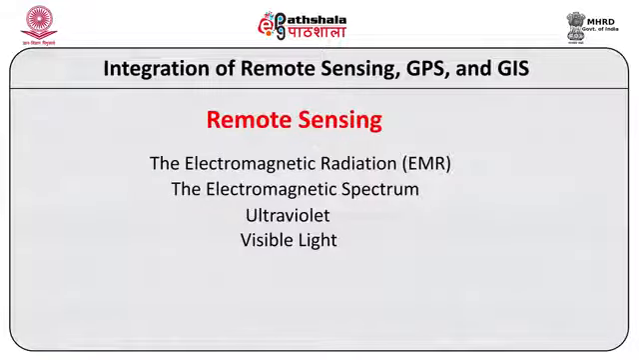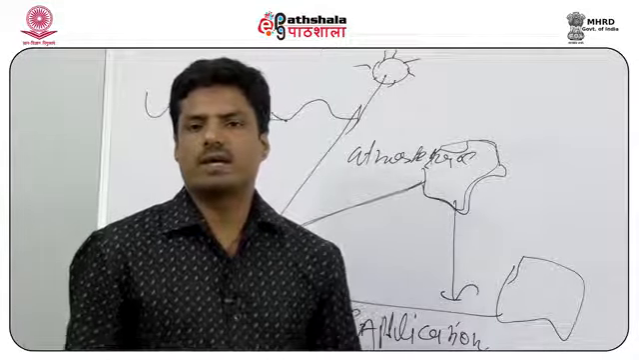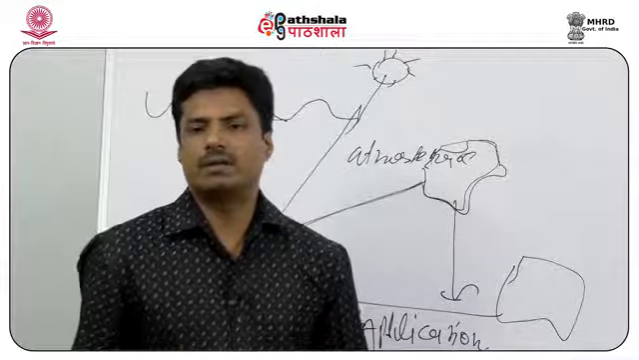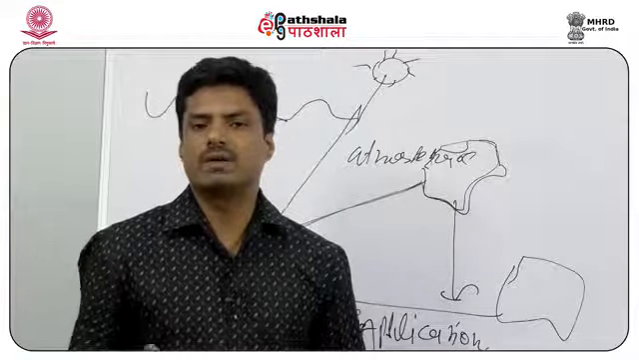The third important part of the electromagnetic spectrum is the infrared region. The wavelength of this region is from 0.7 to 100 millimeter. Its width is more than 100 times that of the visible region.